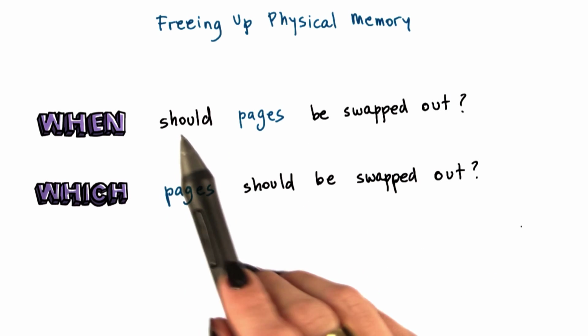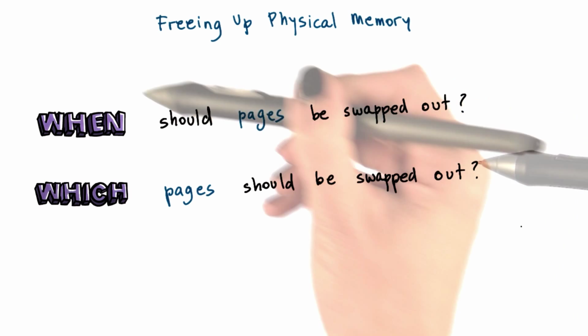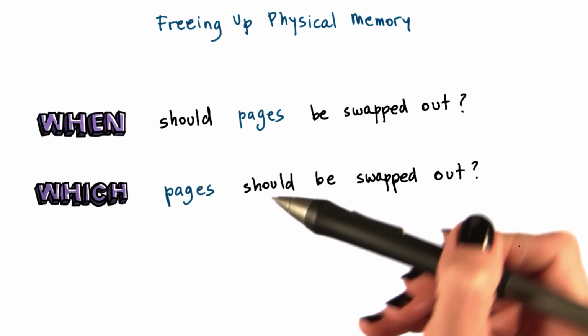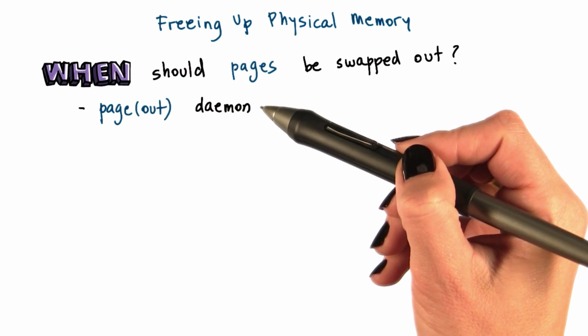Moving pages between physical memory and secondary storage raises some obvious questions. When should pages be swapped out of physical memory and onto disk? And also, which particular pages should be swapped out? The first part is easier.